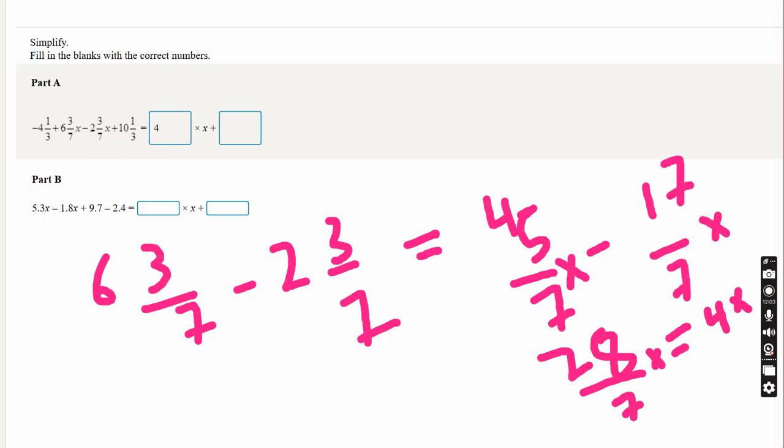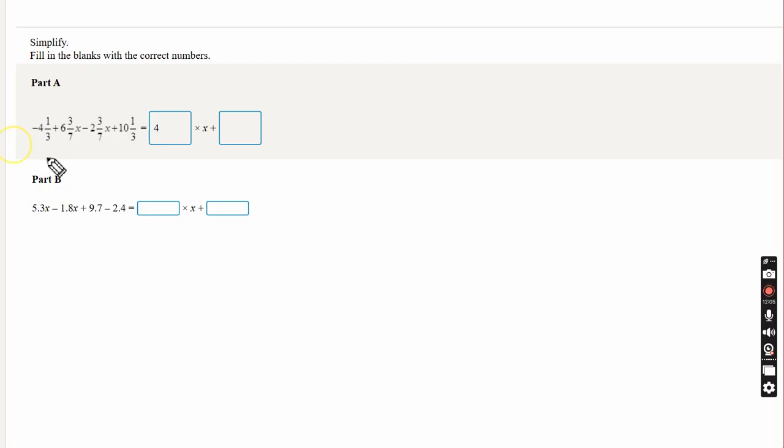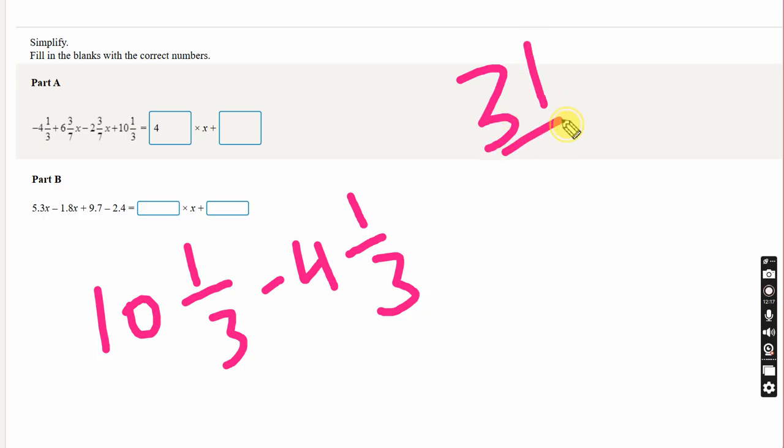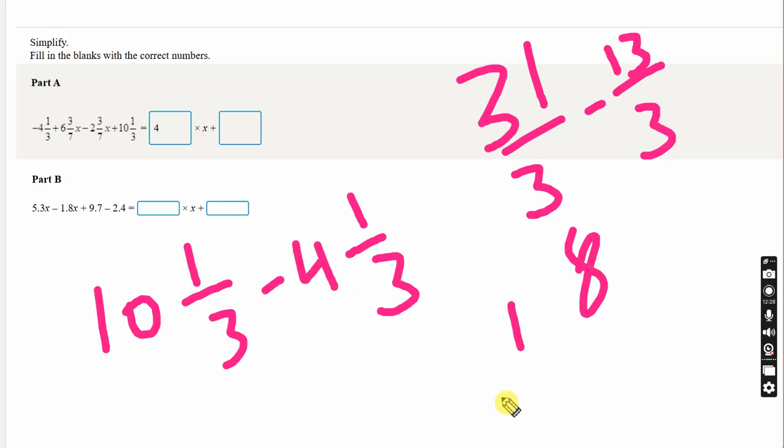The next one is the like terms. The other ones, 10 1 over 3 minus 4 1 over 3. Now you multiply and you add, so you get 31 over 3 minus 13 over 3. Okay, so 31 minus 13, you'll get 18 over 3. 18 over 3 is 6. So just write beside it 6.